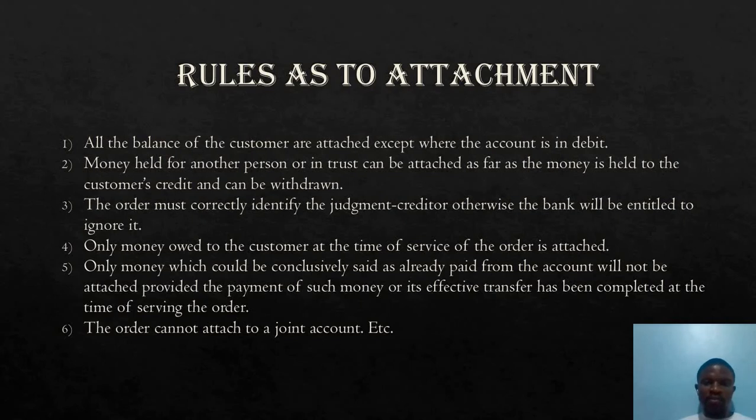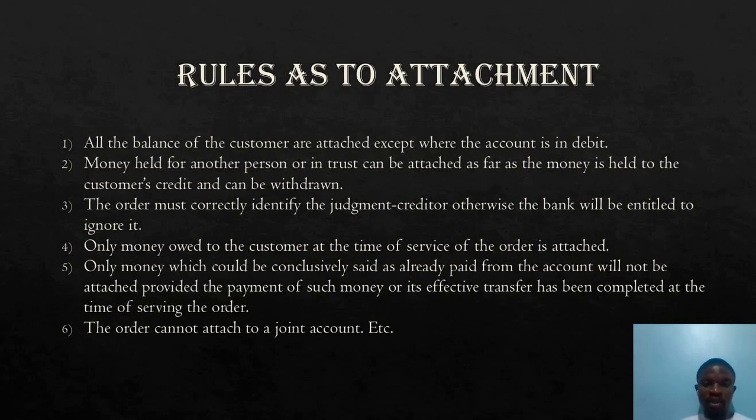Okay? Money held for another person or in trust can be attached as far as the money is held to the customer's credit and can be withdrawn. Now, what does this mean? Unlike when we talked about combination of accounts, if, for example, you are holding money in trust for another person and you can benefit from that money, let's say you're a legal practitioner, and in that legal practitioner's account, you have some monies that belong to you, the money that is supposed to be paid you for the job you did. It will be attached because some of that money is yours, is coming to you.